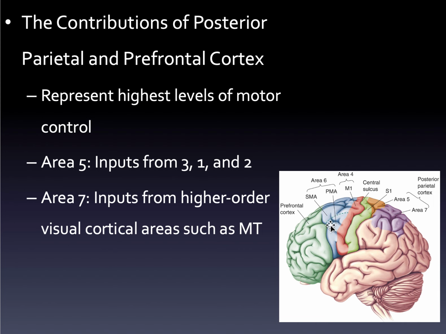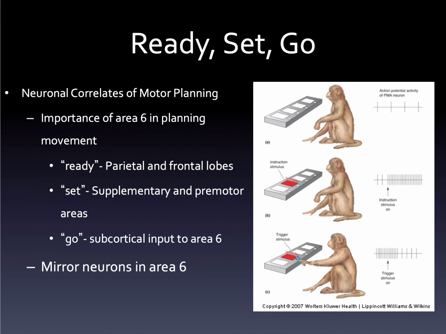So these areas, the premotor and supplementary motor area, seem to be at that junction of the information we would need to create a motor plan, and the execution of that motor plan. And we see that motor planning aspect of area 6 in certain experiments like this one that's described in your book.